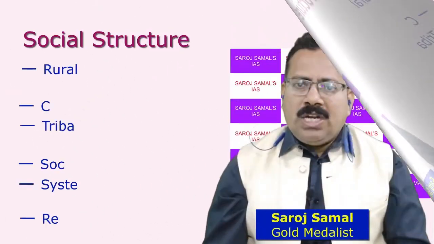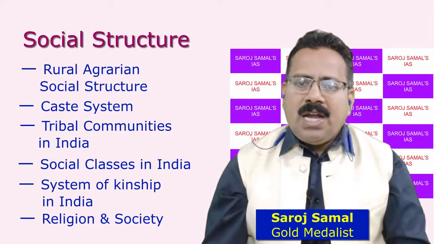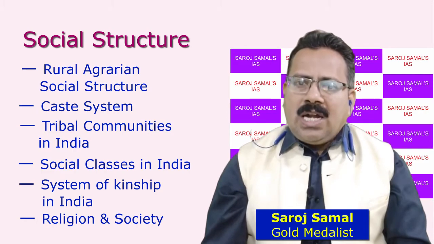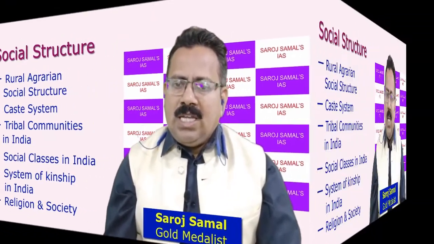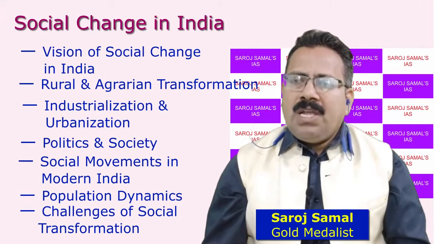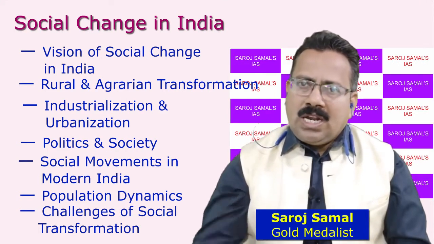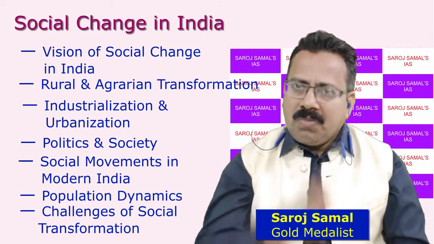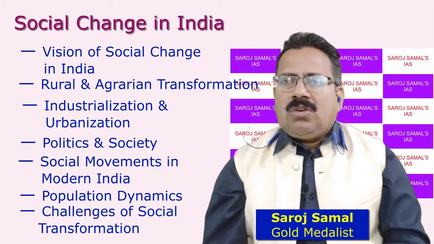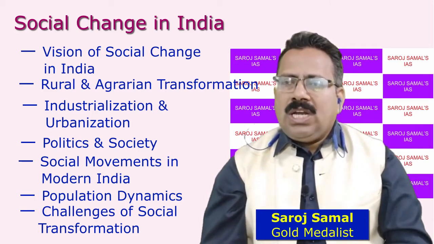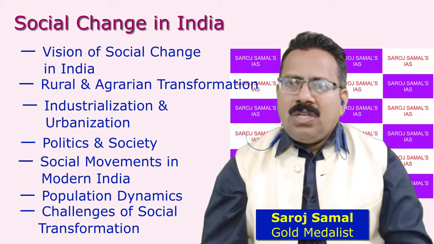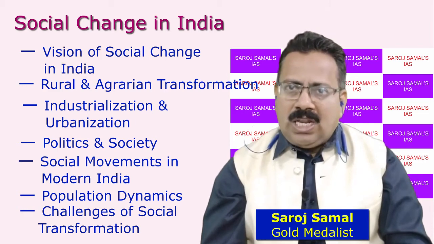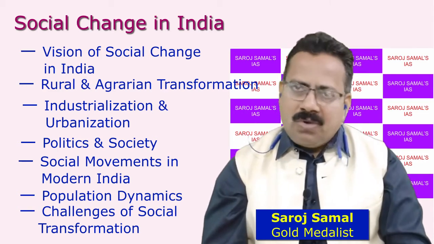Then the second broad unit, that is social structure, is divided into 6 subunits. Then the third unit, that is social change in India, is divided into 7 subunits. So in this way, there are many subdivisions within the broad units that I will discuss. First you come to the first unit, that is introducing Indian society. How will you introduce the society that you have been born in? An introduction to Indian society I have already given.